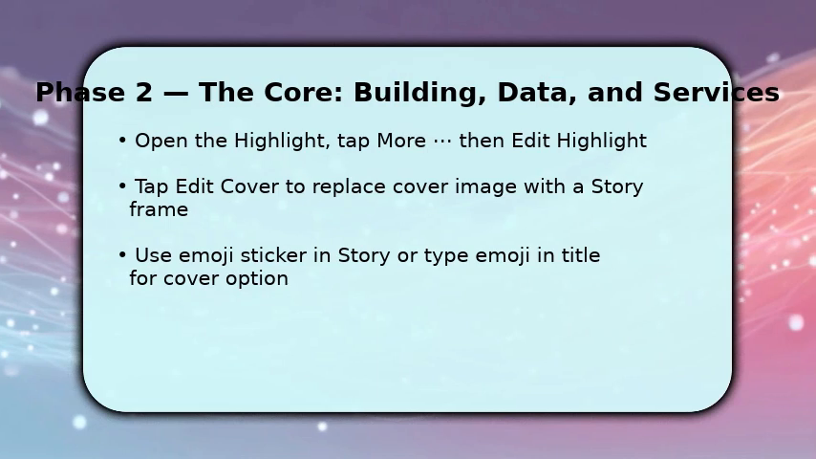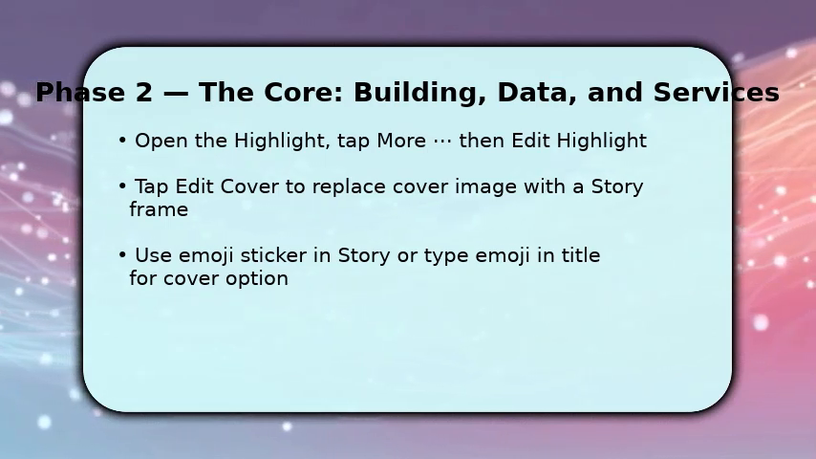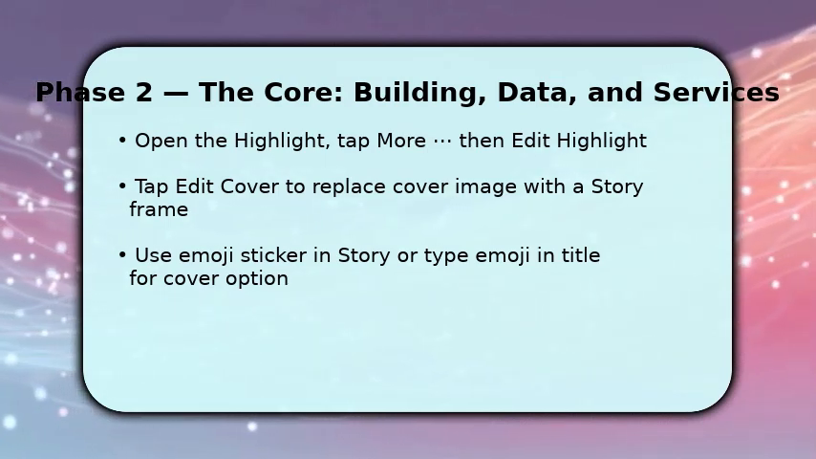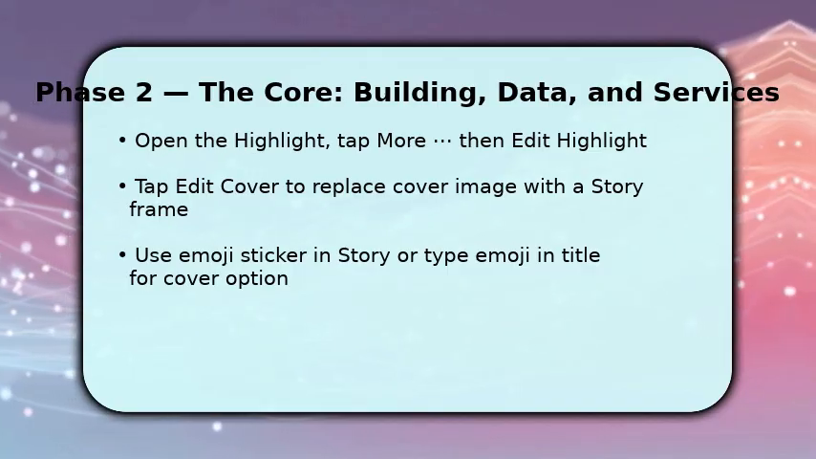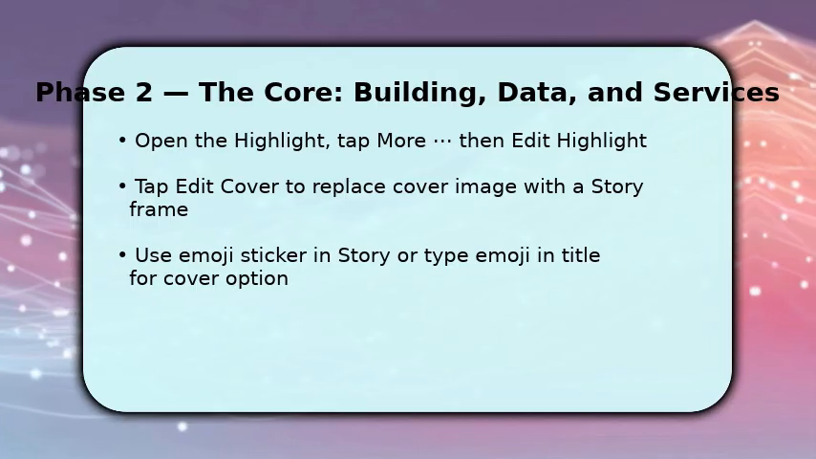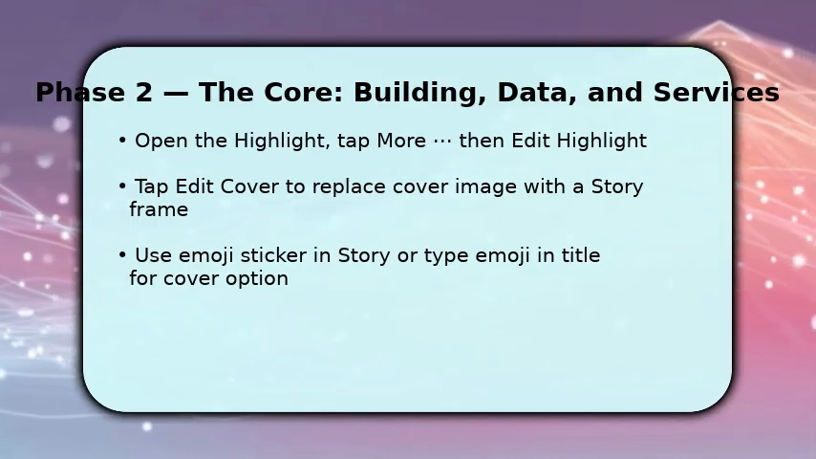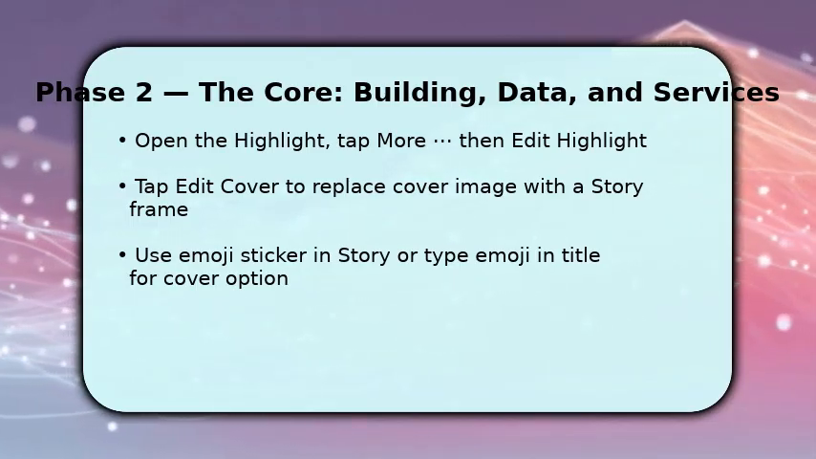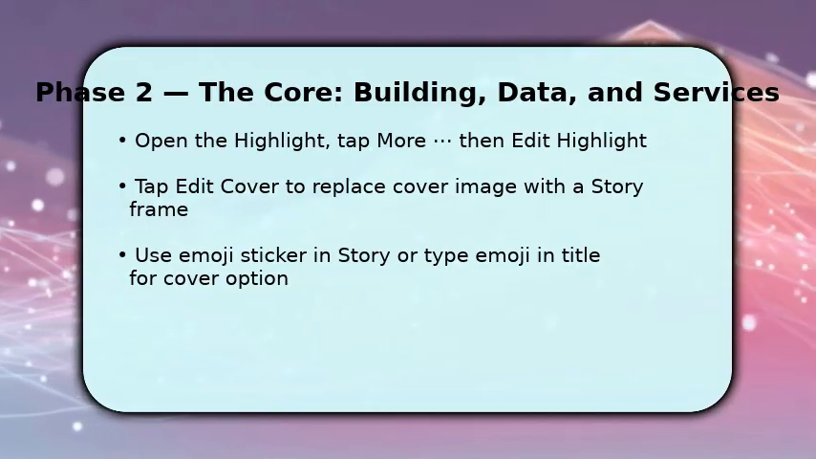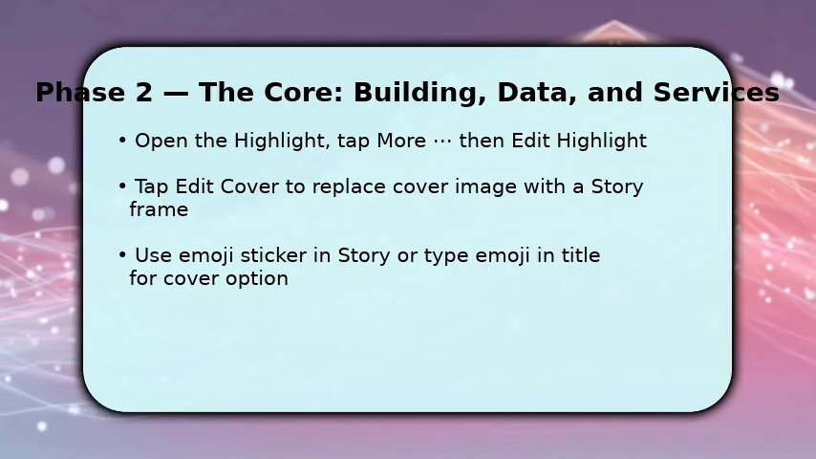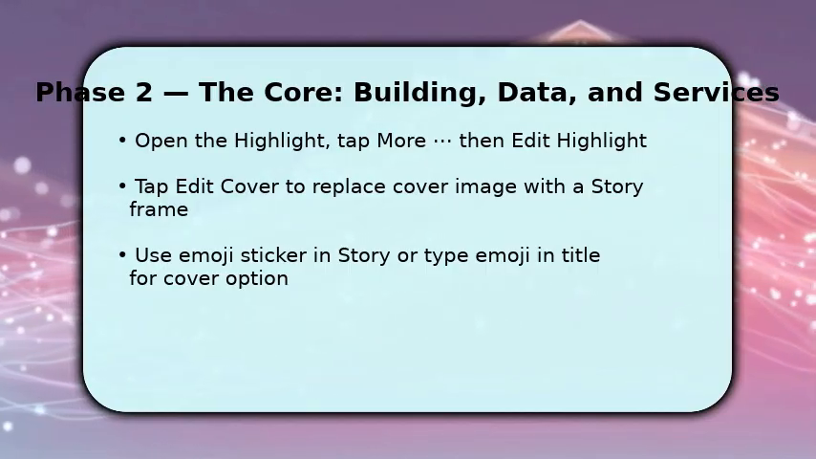Now edit the highlight to control the cover. Open the highlight, tap More, then Edit Highlight. Choose Edit Cover to pick a frame from your existing story media. If you want a pure emoji cover, create a story with a centered emoji sticker first. Once that story is saved to Highlights, open Edit Cover and select the emoji frame.